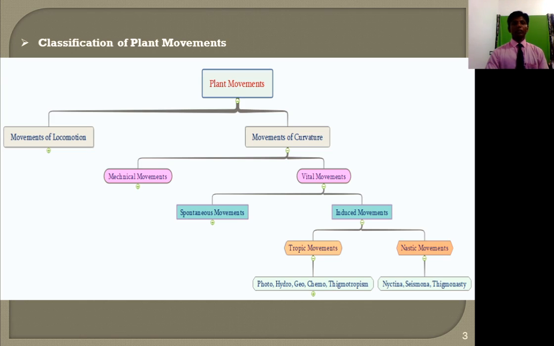Now we will see the spontaneous movements. The plant movements which occur in response to internal factors or internal changes are called as spontaneous movements. The spontaneous movements are also called as autonomic movements. Then the another type of the vital movements, induced movements. The plant movements which occur due to the external factors are called as induced movements. The induced movements are also called as either tactic or paratonic movements.